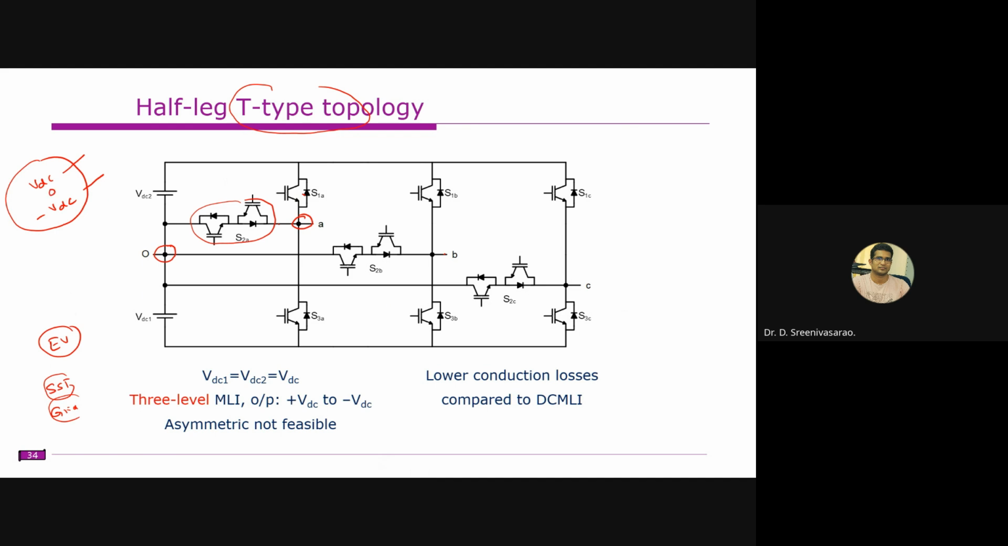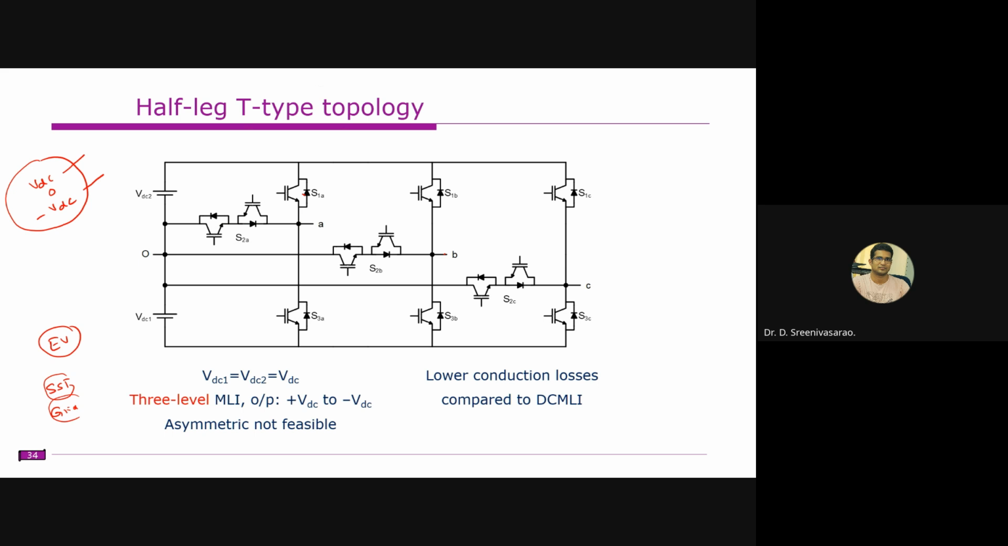So here you are getting three voltage levels: VDC voltage, zero voltage, or minus VDC voltage. That's why it is known as a three level inverter. This is in the shape of a T, right? That's why it is known as a T-type inverter. There are some advantages. The first thing is that you require a smaller number of switches.